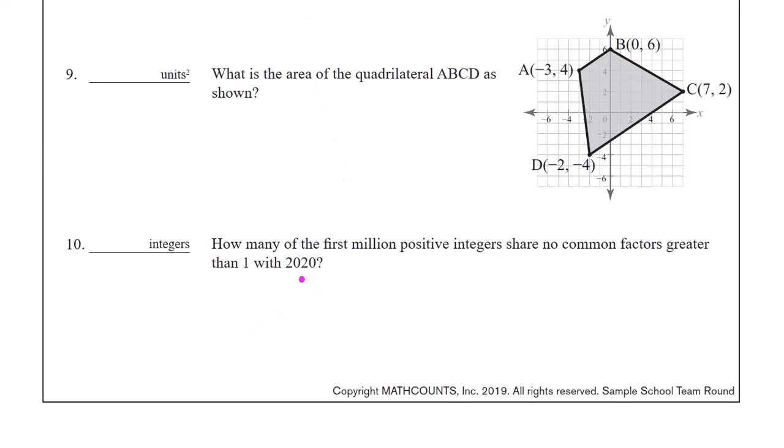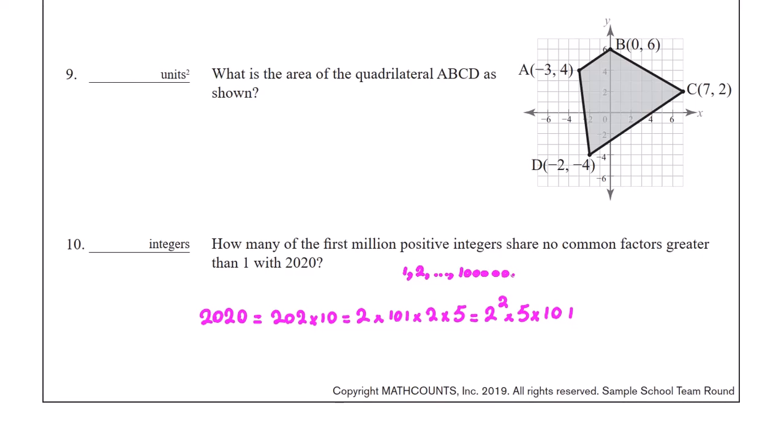Okay, for this problem, first we should find out what the factors of 2020 are. If we prime factorize 2020, it is 202 times 10. 202 is 2 times 101, and 10 is 2 times 5, and then it will be 2 squared times 5 times 101. Now we want to check the first 1 million positive integers, meaning 1, 2, up to 1 million. We should find the numbers that are not multiples of 2, not multiples of 5, and not multiples of 101.